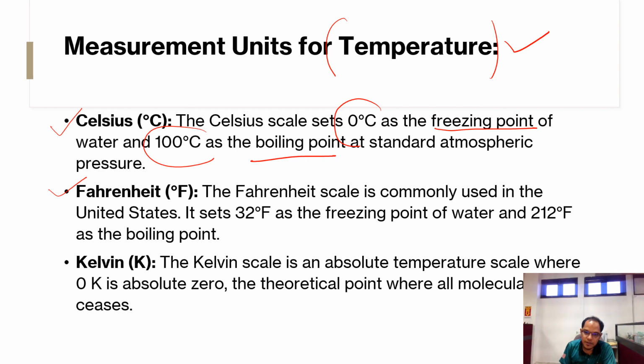Okay, and then Fahrenheit, degree F lah. The Fahrenheit scale is commonly used in the United States. It sets 32 degree Fahrenheit at the freezing point of water, and then 212 degree Fahrenheit for the boiling point. And then Kelvin. The Kelvin scale is an absolute temperature scale where 0 Kelvin is absolute zero, the critical point where all the molecular motion will cease.